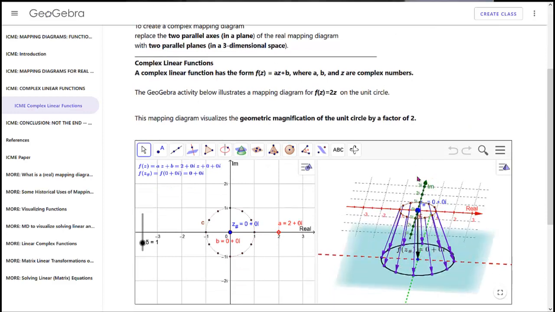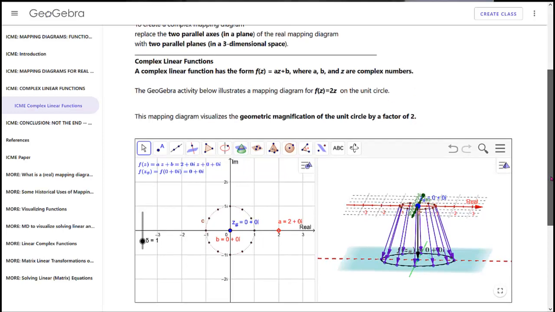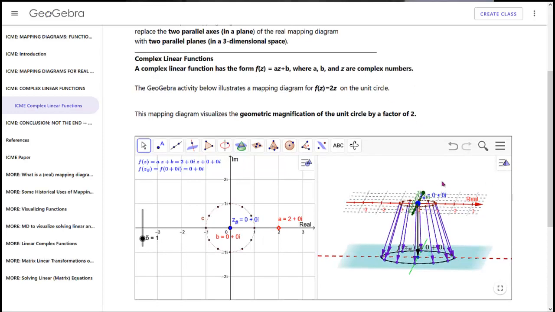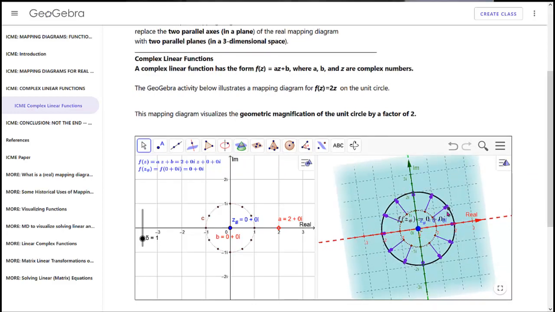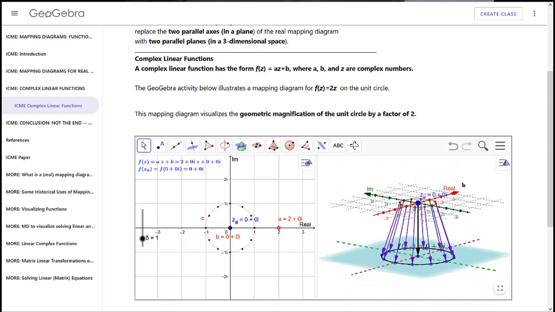So you can see the 2 planes there in this 3-dimensional GeoGebra figure. And we're going to look at the complex linear function of the form f of z equals az plus b, where a, b, and z are complex numbers, and looking at 2z, so we can see that's magnification by a factor of 2. And if you look straight down, you can see the magnification. But if you look at it this way, you can see other features of the function.